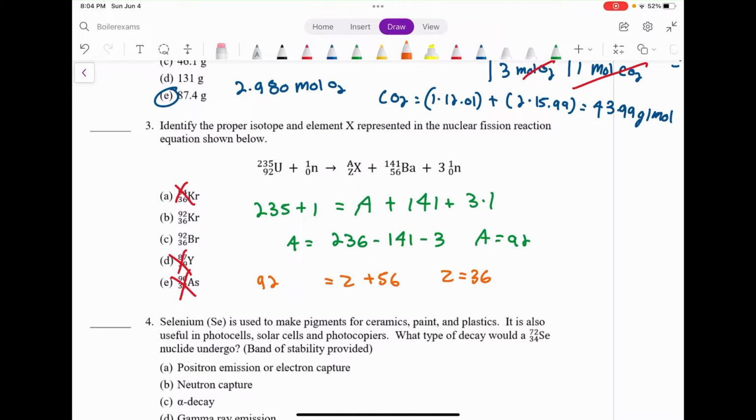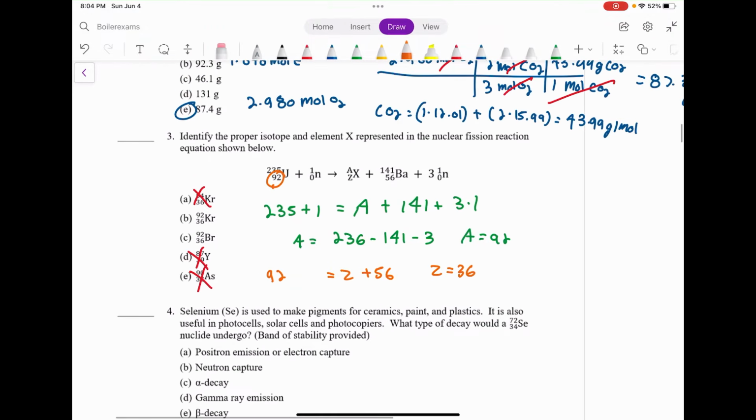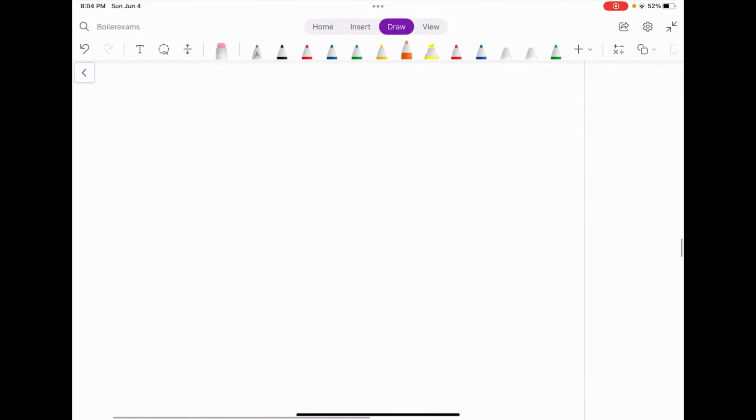We actually didn't need to do the bottom row because now I notice the atomic number is the same for both. So what they're testing here is, do you know what the atomic number is? The atomic number, this bottom number right here, is how many protons are in your element. So we just need to go look at the periodic table to see what corresponds to 36 protons.